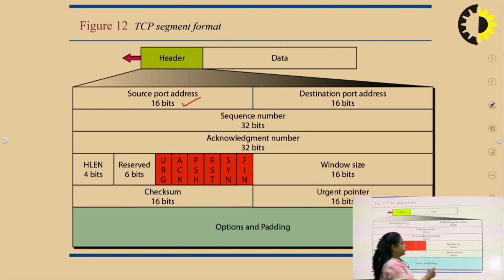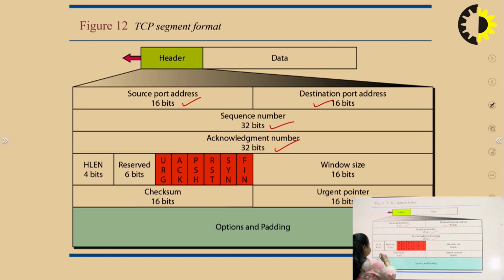Then we are going to include the destination port machine address. Then after that, because we are talking about TCP and it is a connection oriented protocol, obviously we require sequence numbers as well as acknowledgement numbers. So we are using the sequence number as well as the acknowledgement number, each consisting of 32 bits.